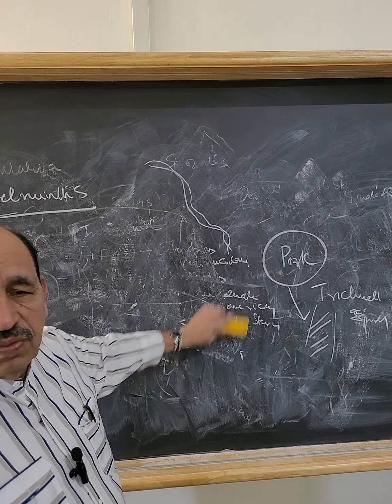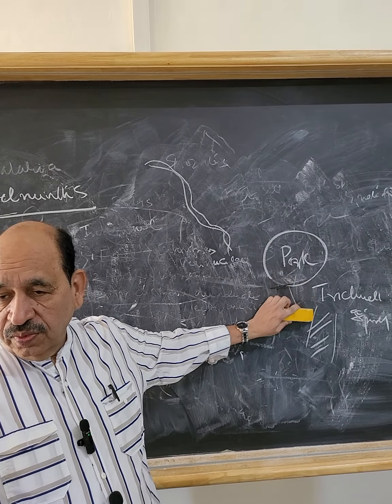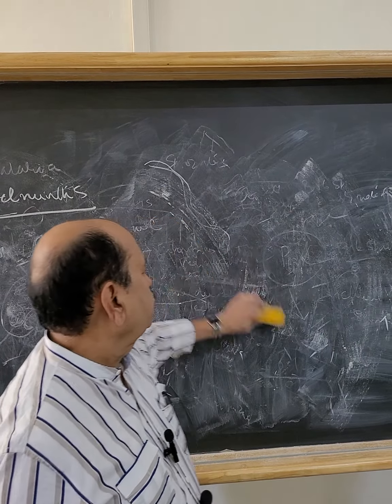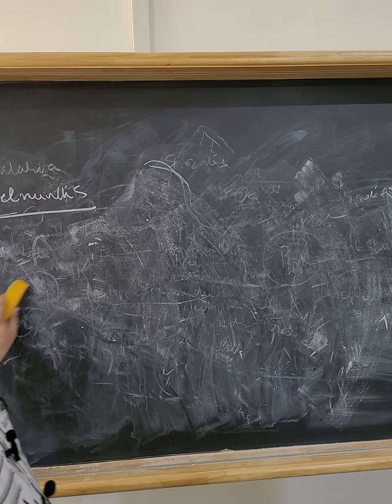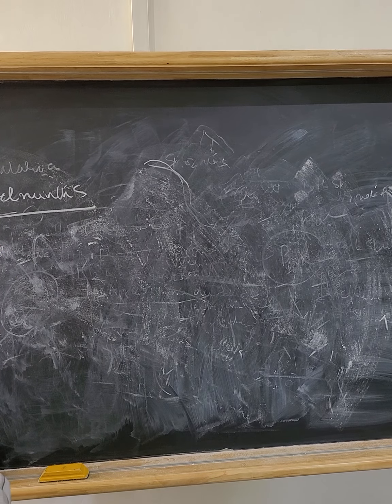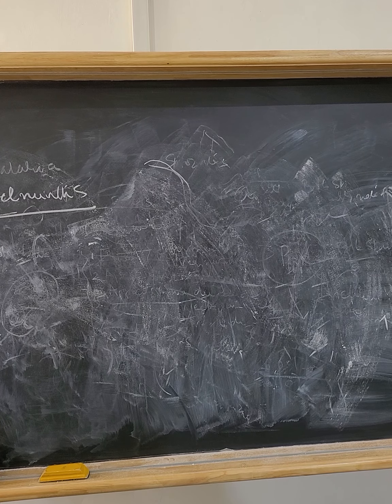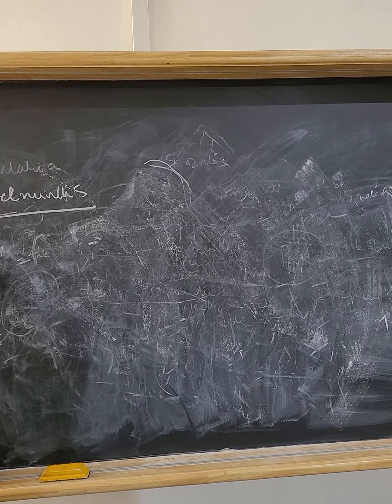The extra intestinal are 2. How many? 2. Filarial worm and guinea worm. Filarial worm and guinea worm. Among the filarial worms, there are 3 important ones.